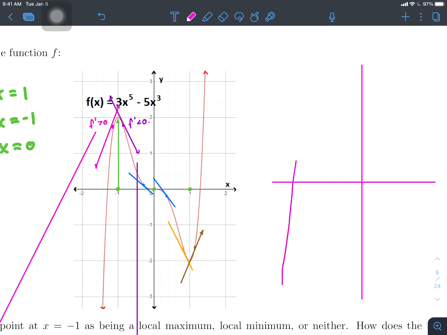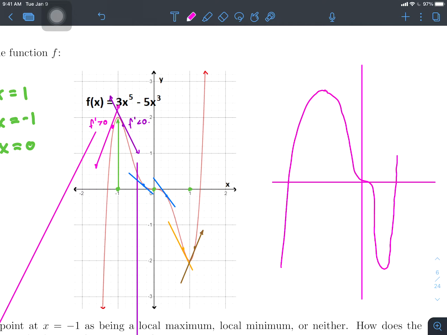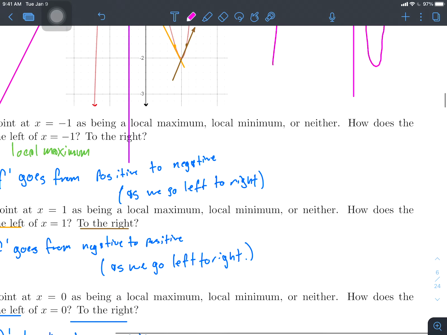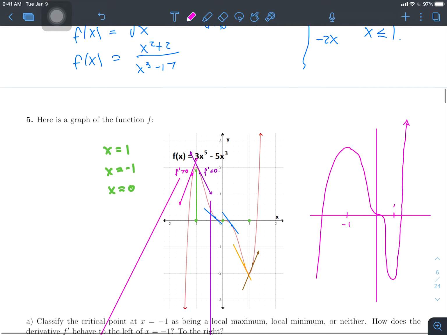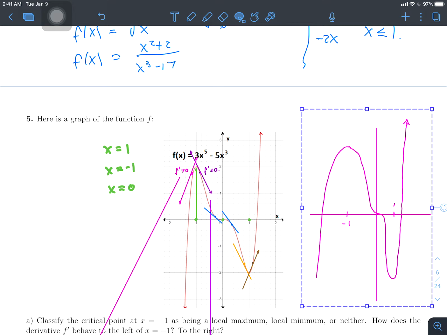Okay, so what does it do? It comes up, and then it goes like that, and then it comes through. Comes up, hits the maximum, and then it sort of goes through 0 like that, and then down again, and then it hits a minimum. Okay, and here's 1, 0, and -1.